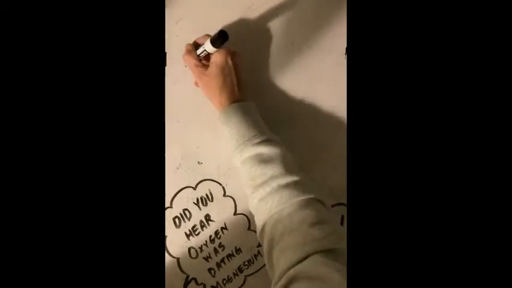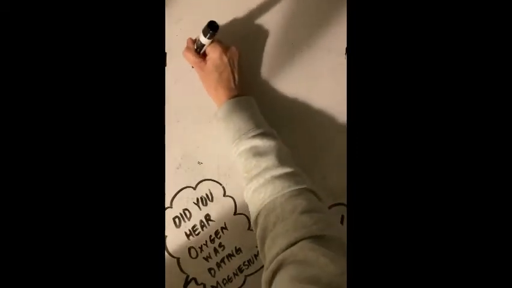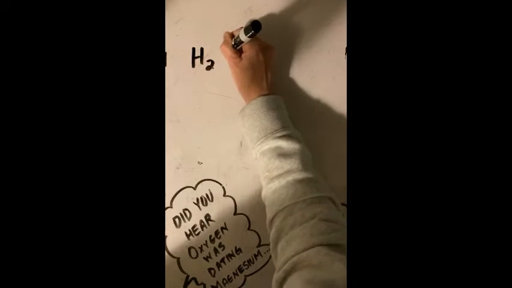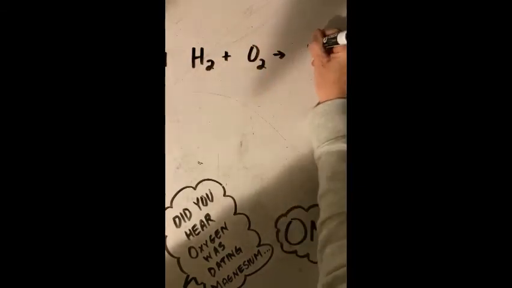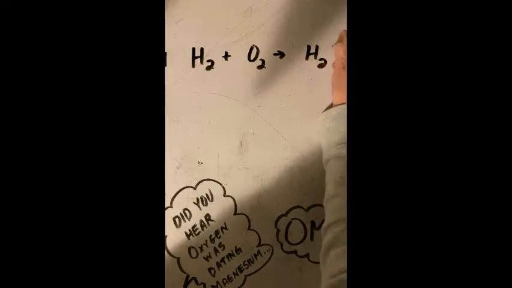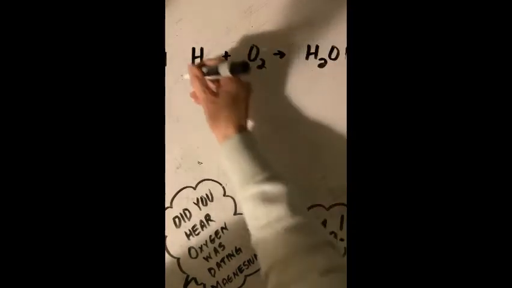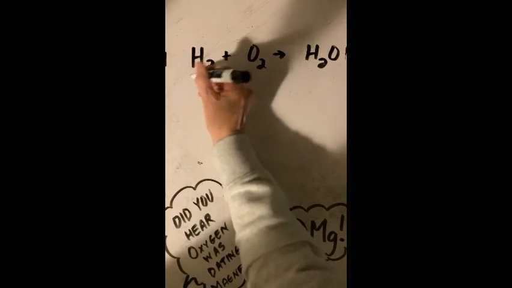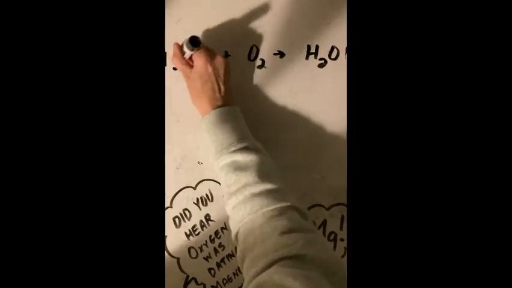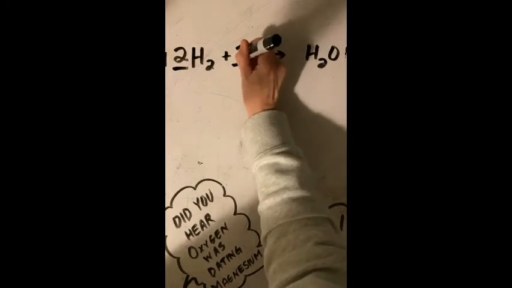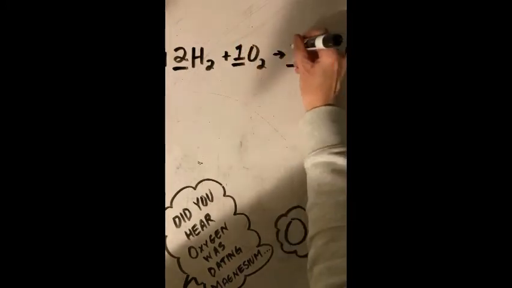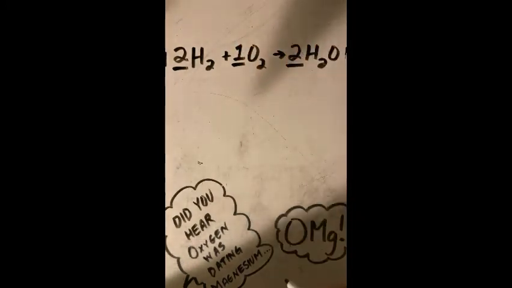Let's go ahead and take a look at another reaction. Again, hydrogen is going to react with oxygen to form water. However, we're going to change the coefficients. We're going to put the number 2 in front of the hydrogen, a 1 in front of the oxygen, and a 2 in front of the water.